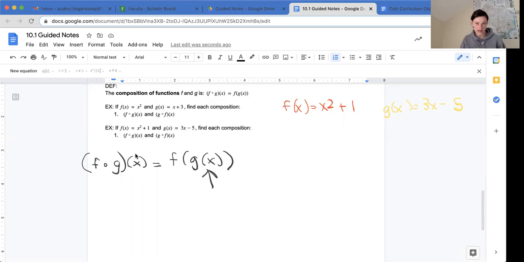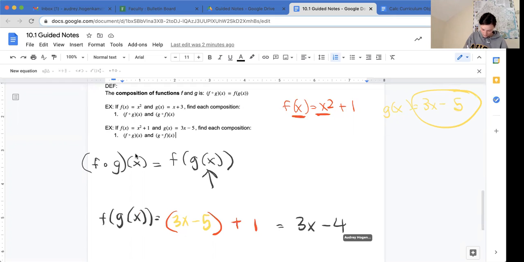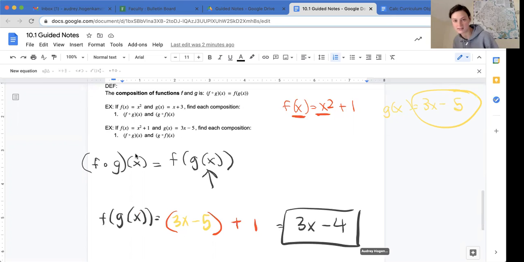So my outer function is f of x equals x squared plus 1. And you could even think about this as, okay, I'm taking f, which is x squared plus 1, but instead of writing x, I'm going to leave it open for g of x, and then I'm going to have plus 1. Because instead of plugging in x, I'm plugging in g of x. So now in those open parentheses, I'm going to plug in g of x, which is 3x minus 5. So f of g of x is equal to 3x minus 5 plus 1, which equals 3x minus 4. Okay, so f of g of x is going to be 3x minus 4.